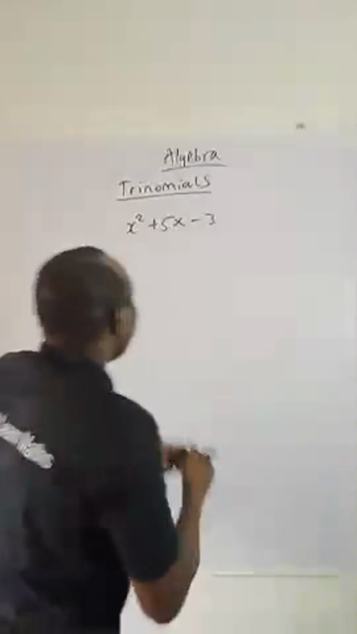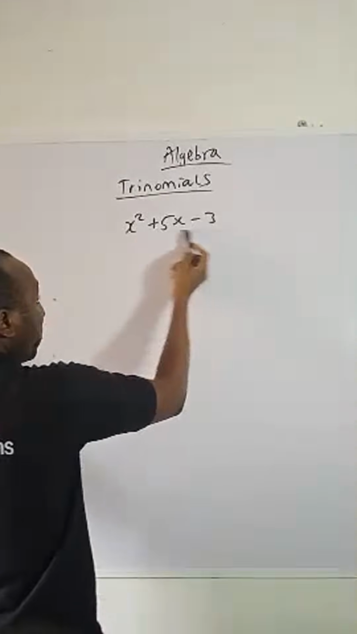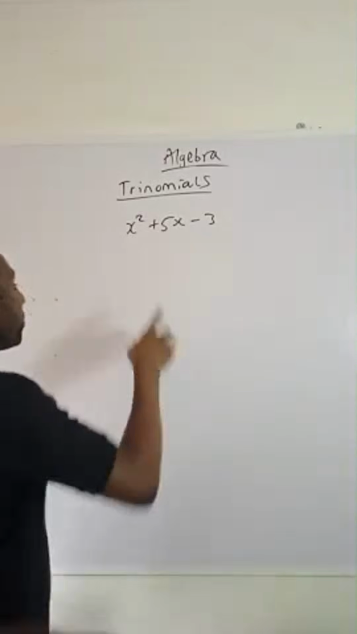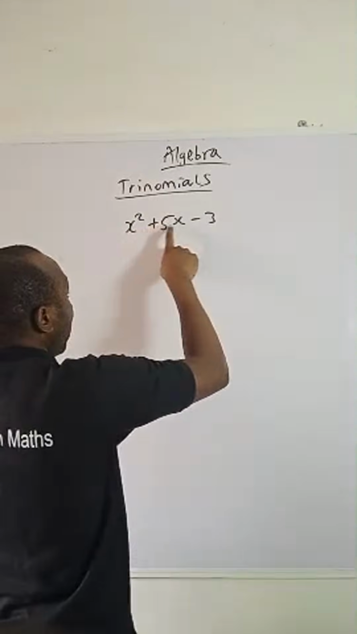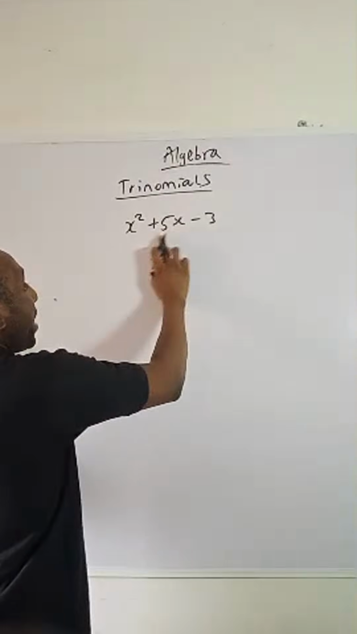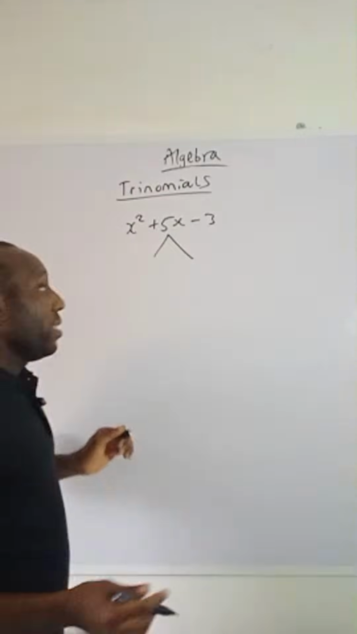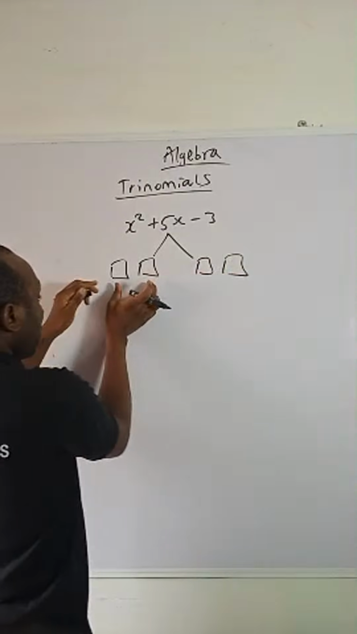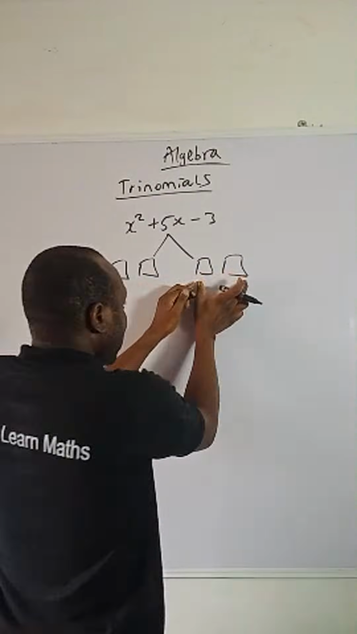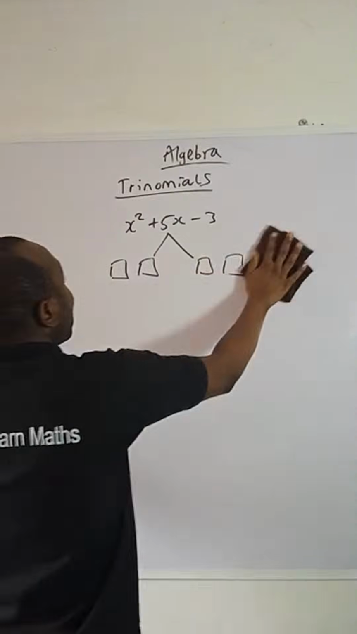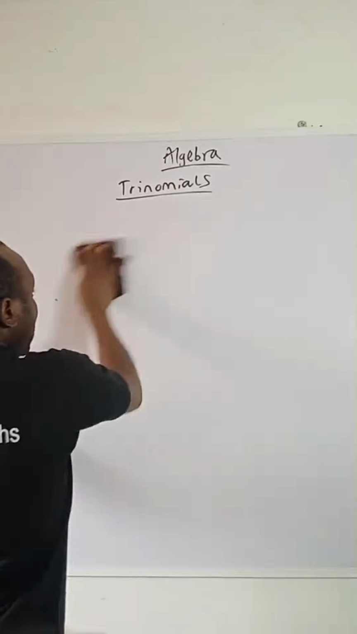How would you factorize this, for instance? You cannot just take a common factor from the three terms because there's nothing common between x squared, 5x, and negative 3. So the goal is to split 5x into two terms. Then you have two terms here and two terms here. You factorize the first two terms and factorize the next two terms. That's how factorizing trinomials works, okay? So let's look at an example on that.